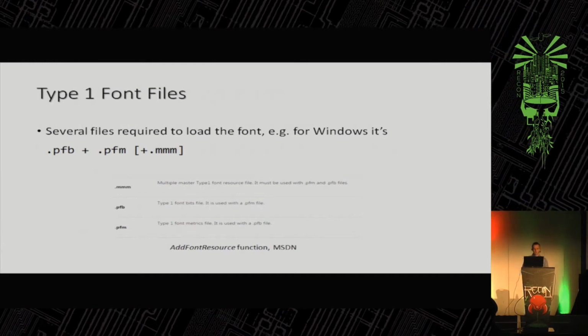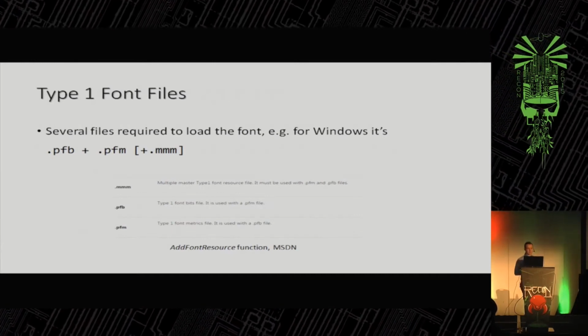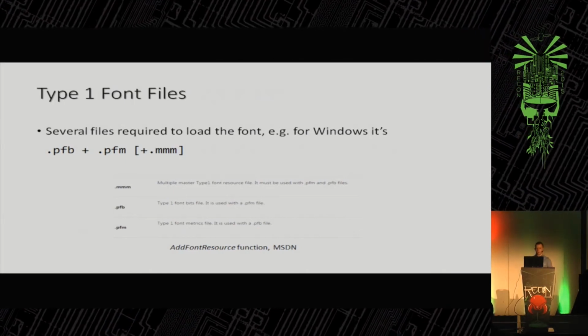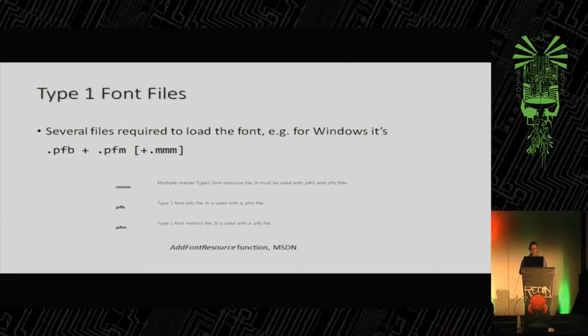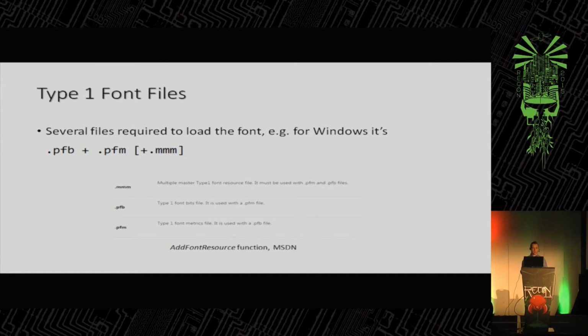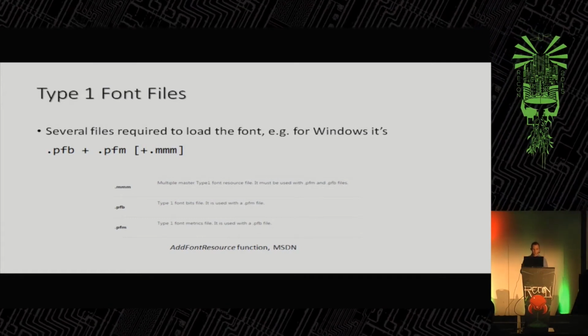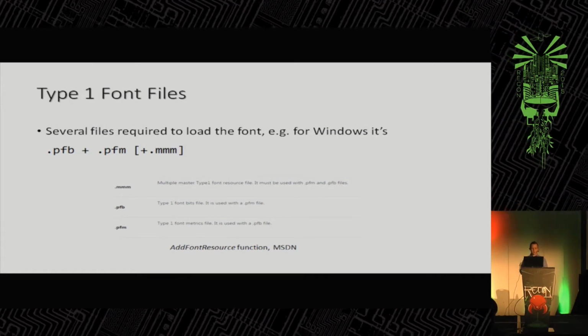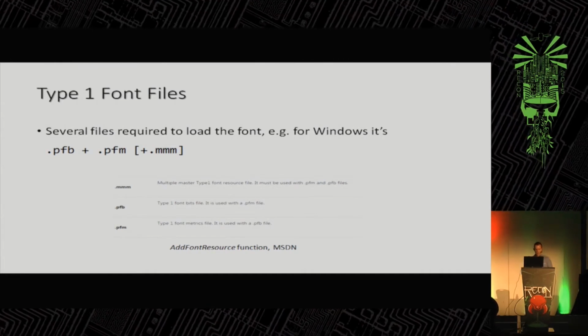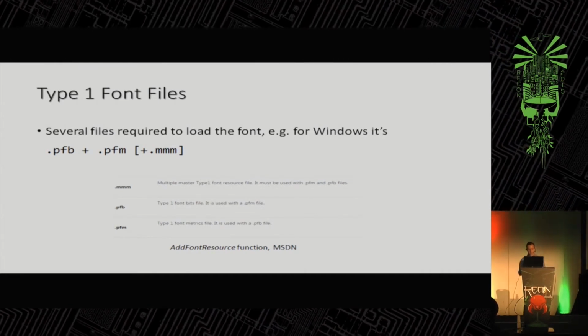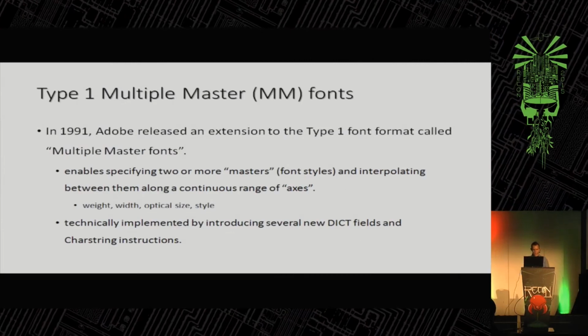Another interesting property of Type 1 fonts is that there have to be at least 2 files in order to load them, at least in the Windows system. We need a PFB file, which is basically the core of the font, and we have the PFM file, which is the metrics file. And there is also a third file that is optional, which is related to multiple master fonts.